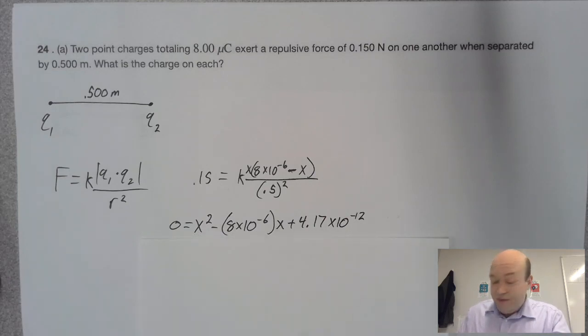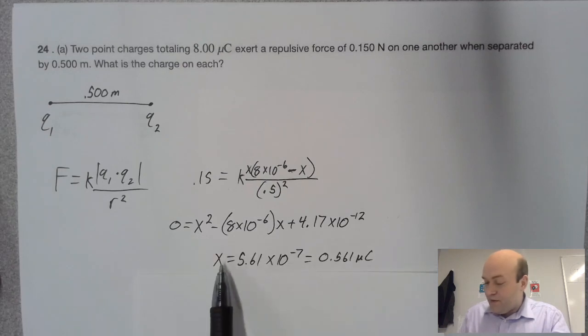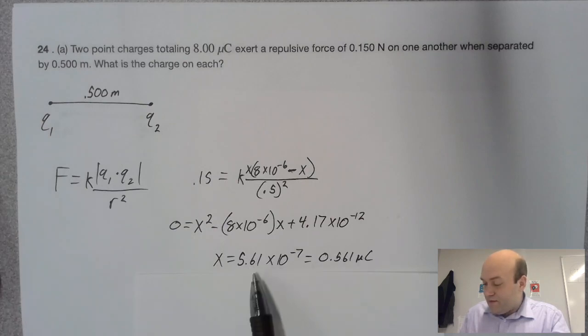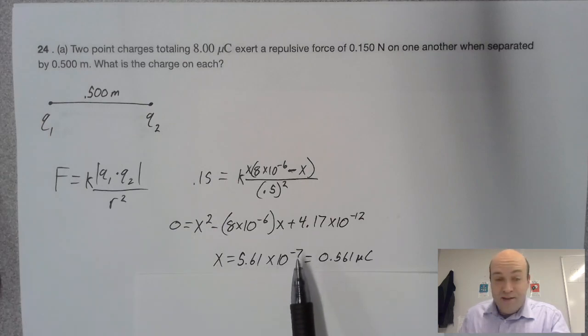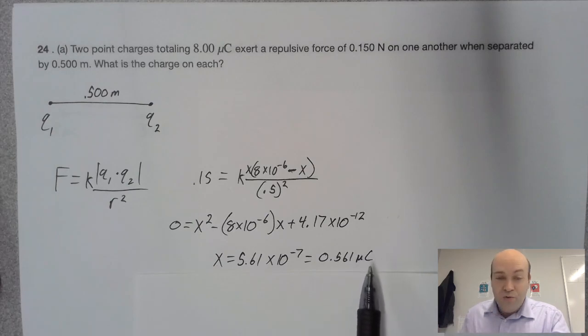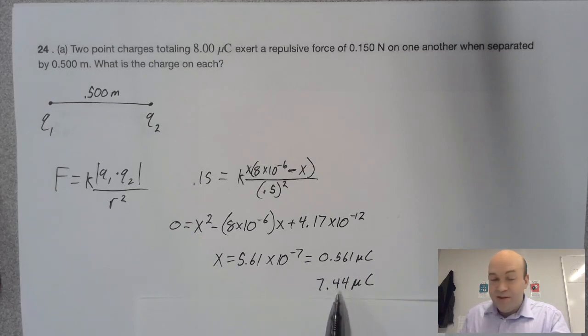Okay, then if I use the quadratic formula, or go to an online calculator, plug all this into a quadratic formula solver, I get to here. So x, one of the charges, I can say is 5.61 times 10 to the negative 7th coulombs, or 0.561 microcoulombs. Knowing that, I can subtract that from 8 and find the other one. So my two charges are 0.561 microcoulombs and 7.44 microcoulombs.